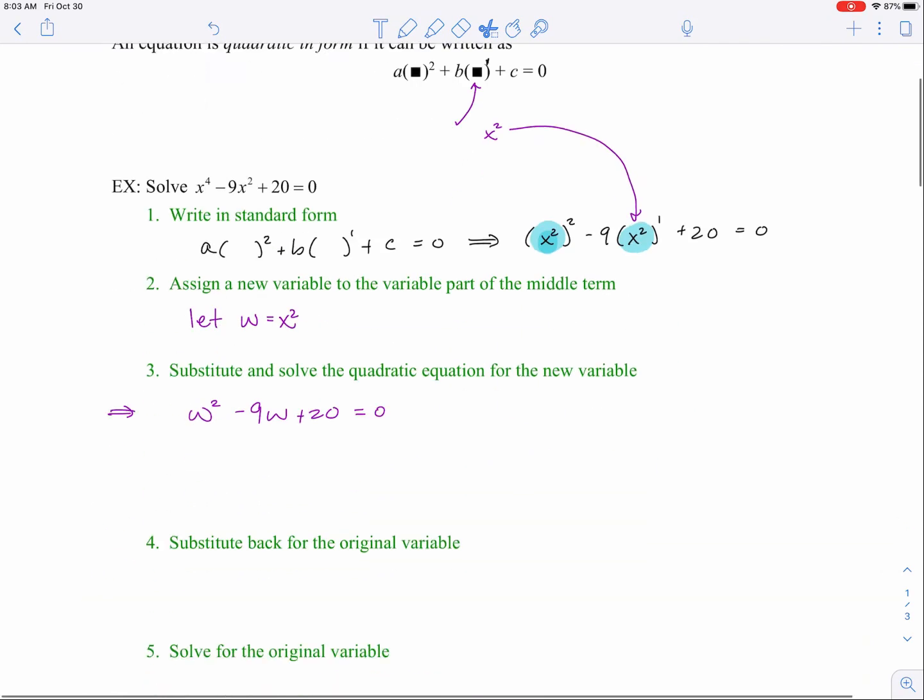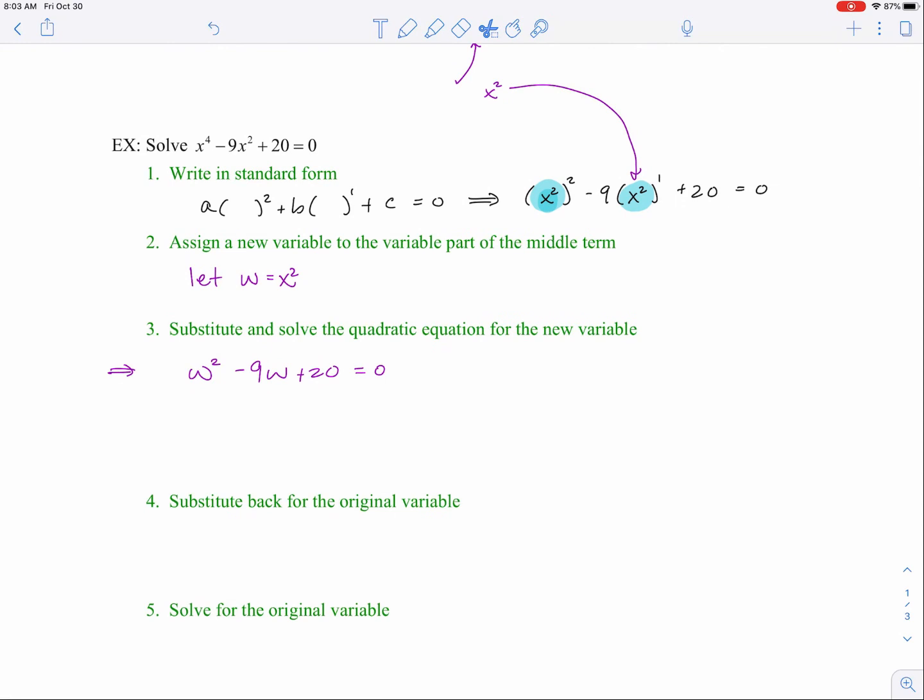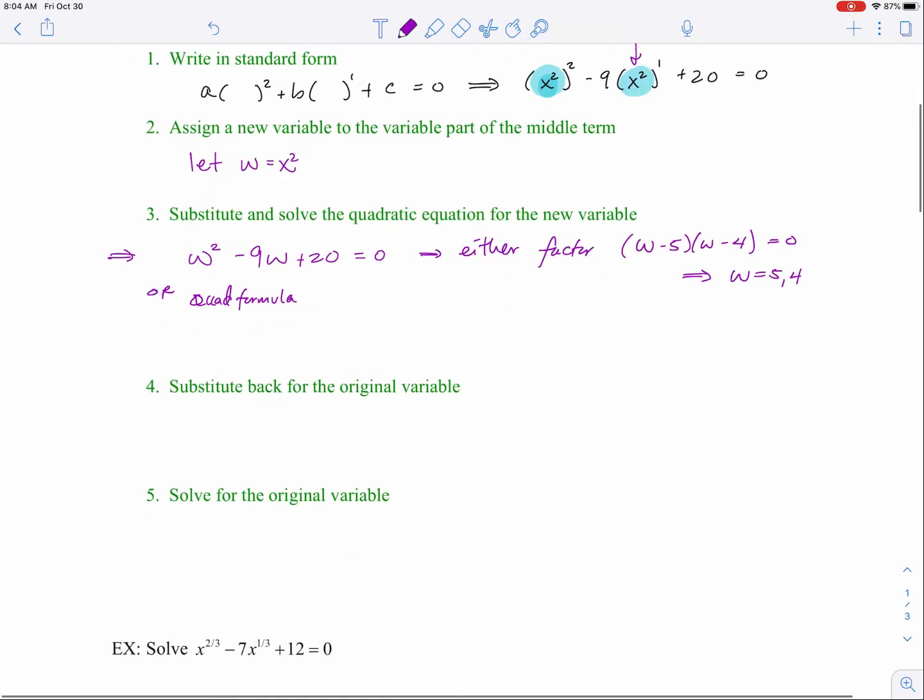The next step says solve the quadratic equation for the new variable. Now you can use any technique you want here. In this case, you can factor, as it's not too hard. This is w minus 5 times w minus 4 equals 0, in which case w equals 5 or 4. Or you can use the quadratic formula, which is pretty typical in these problems, especially when they don't factor well. And you can't always expect them to.